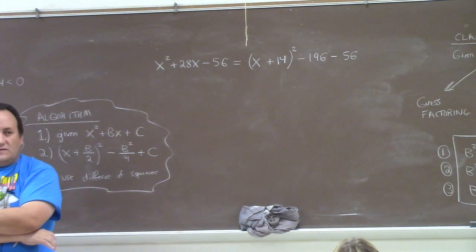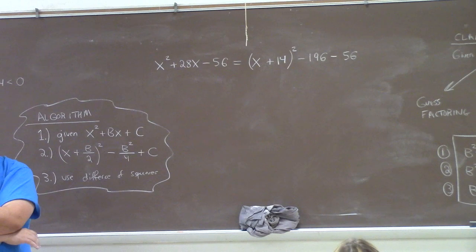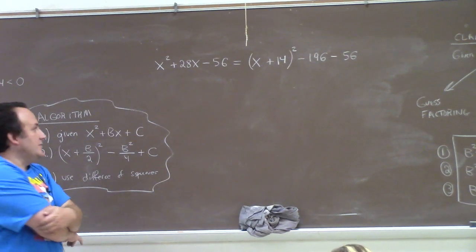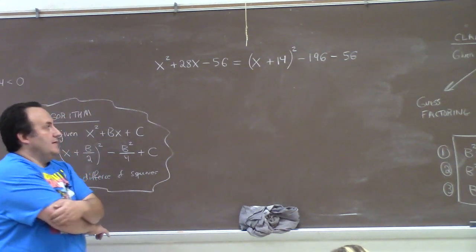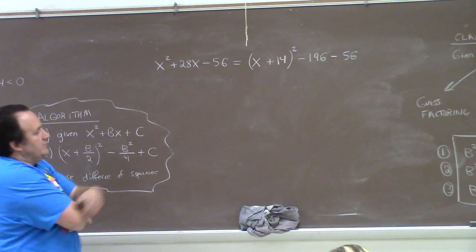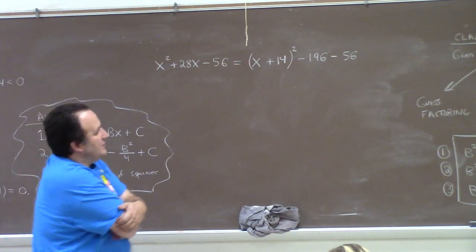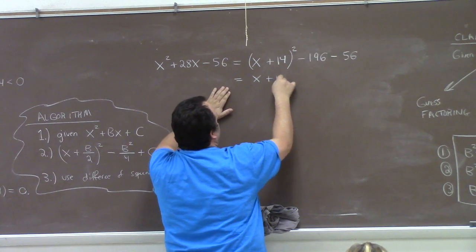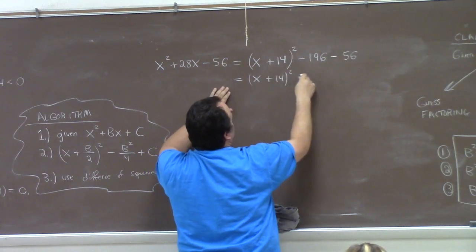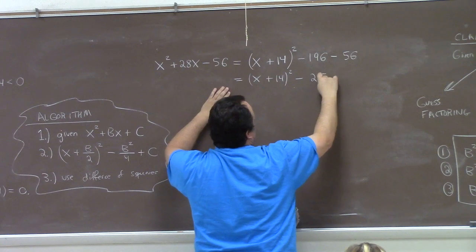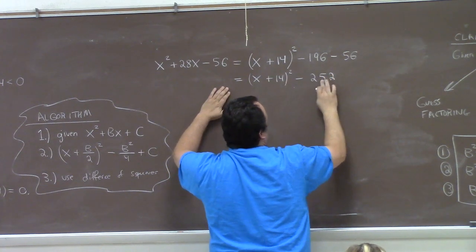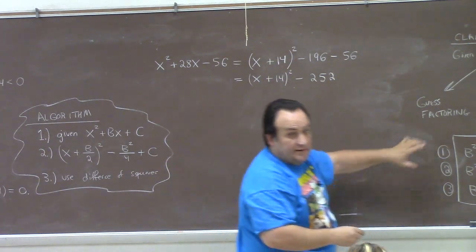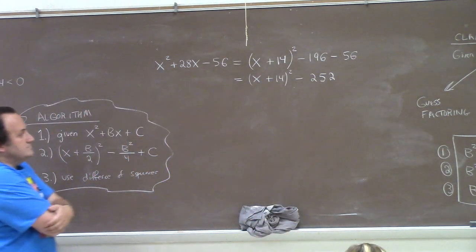Is 14 squared 196? Somebody check me on that. Sounds about right. Okay, good. And then what do we get when we put those together? What we got? 252? Yep. And then here's the thing. We are in case number 1, right? Yeah.